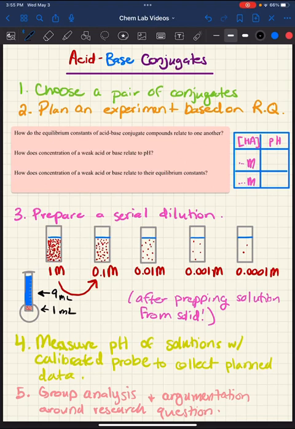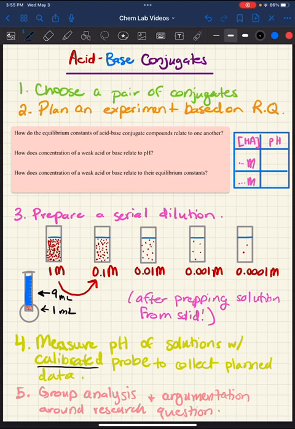All right, then after you have prepared all of your solutions, you will measure the pH of these solutions with a calibrated probe, and it's important to note that calibration step so that you can fill in your data tables as you have planned. And the last component of these experiments will be to do a group analysis of your data. And so you're thinking together through what your data means and writing some argument about the research questions. So again, an argument has claim, evidence, and reasoning.